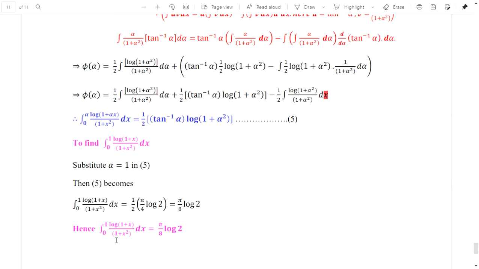Hence, integral of 0 to 1 log of 1 plus x by 1 plus x squared into dx is equal to pi by 8 into log 2.